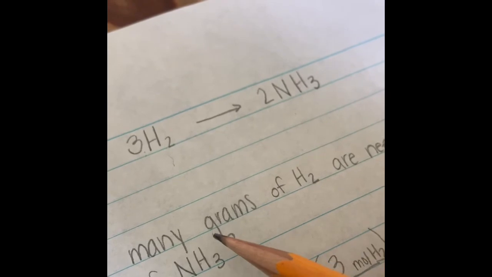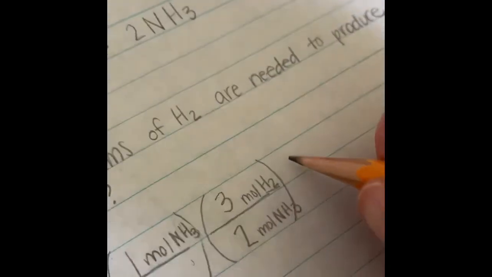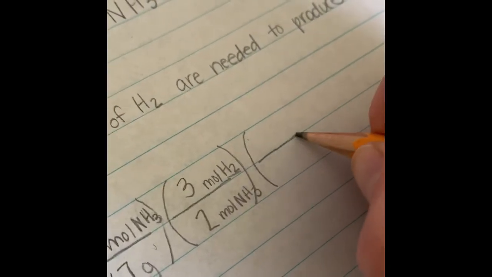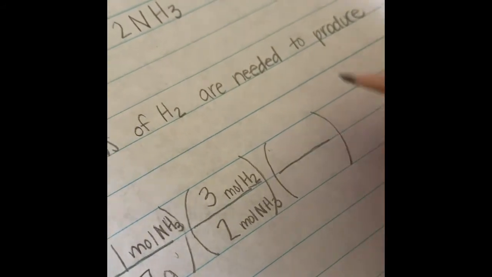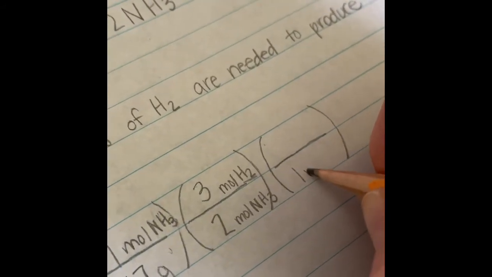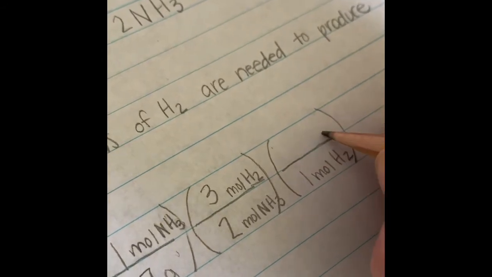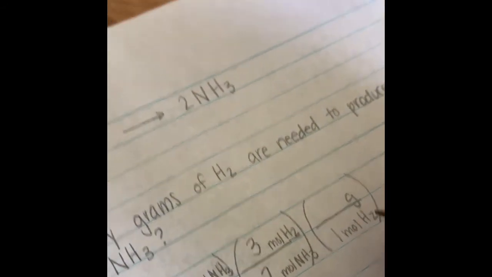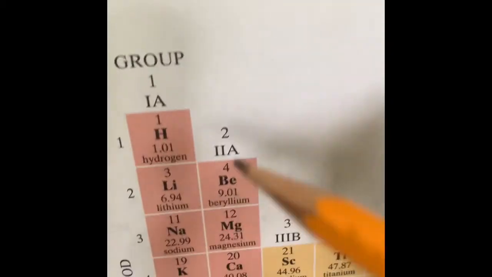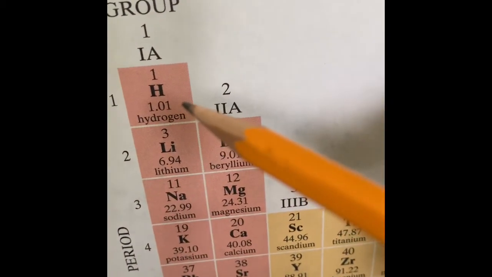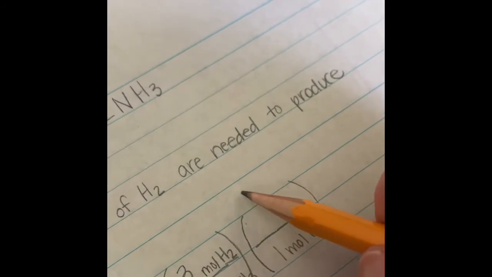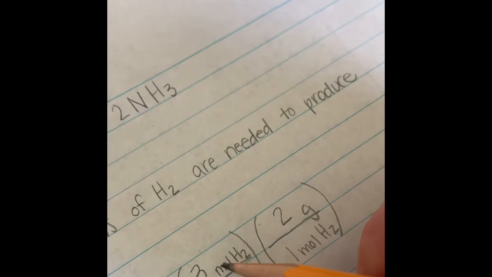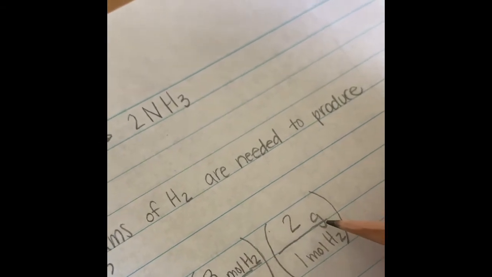And remember, my question says it wants grams of H2, so I'm going to do a conversion where I convert moles to mass. And remember, if I look at the periodic table, which I have here in front of me, hydrogen, 1 mole of it is 1 gram. So in this hydrogen molecule, there are 2 atoms of hydrogen. So that means that 1 mole is 2 grams. Now my moles of hydrogen cancel out, and I'm left with grams of hydrogen.